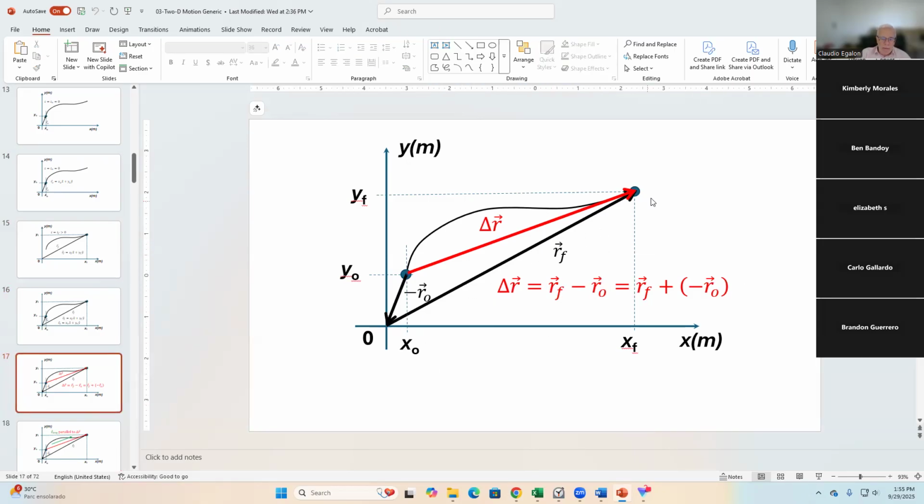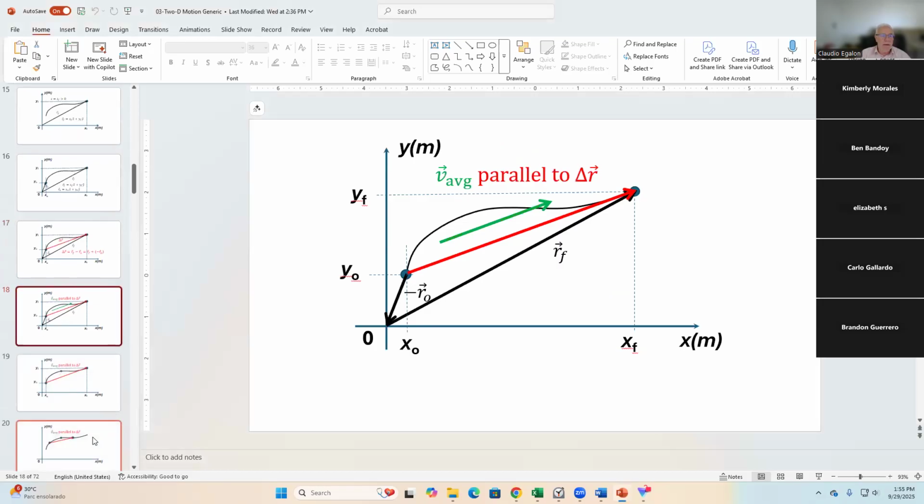Here is the r final vector. Here's the minus r initial vector. Tail to head is the resulting vector, right? I'm summing those two vectors that you see right in here. I'm summing the r f vector with the minus r naught vector, which is just another way of saying that I'm subtracting r naught from r f. Okay? And here you go. The average velocity vector is parallel to the delta r vector, right?